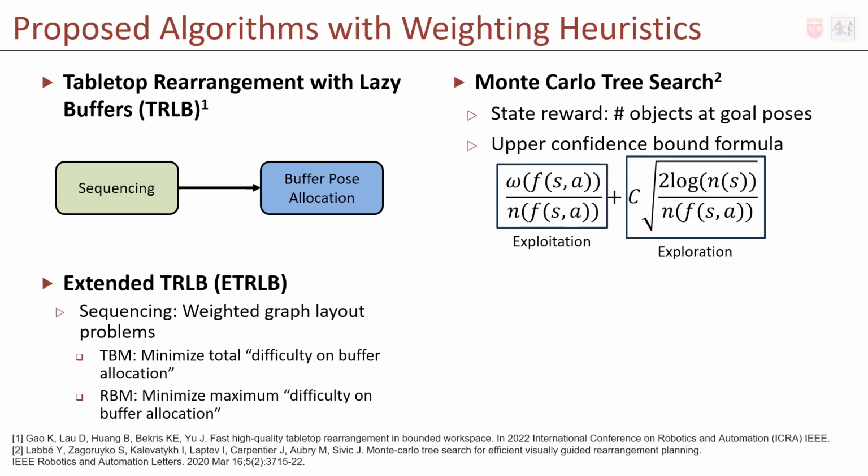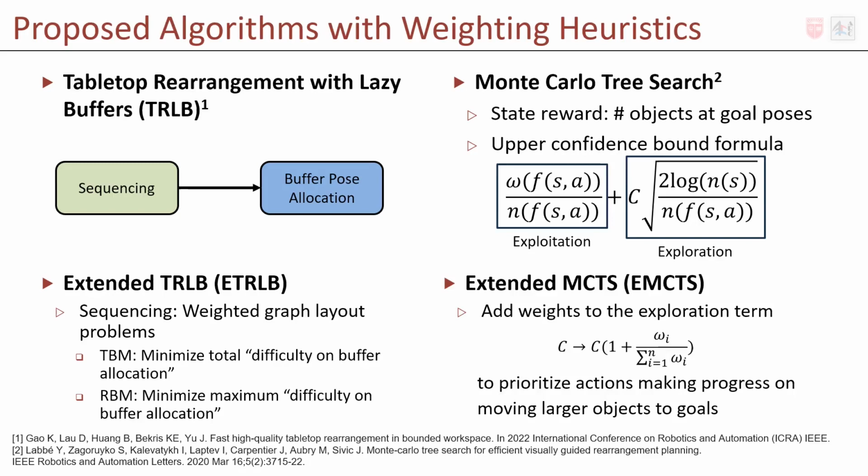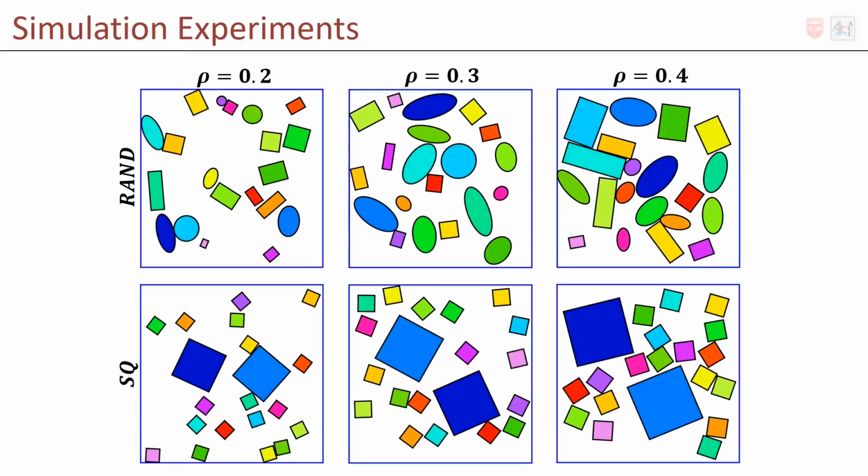On the other hand, in Monte Carlo tree search, the branching is controlled by a UCB function. It looks for a balance between exploitation and exploration. In our extended Monte Carlo tree search, we add weights to the exploitation term to prioritize actions that are making progress moving large objects to the goal. In this way, the priority will increase gradually so that it will not be too greedy in the planning process.